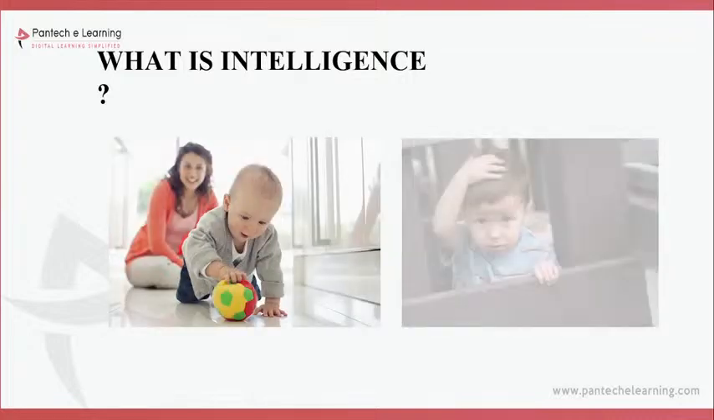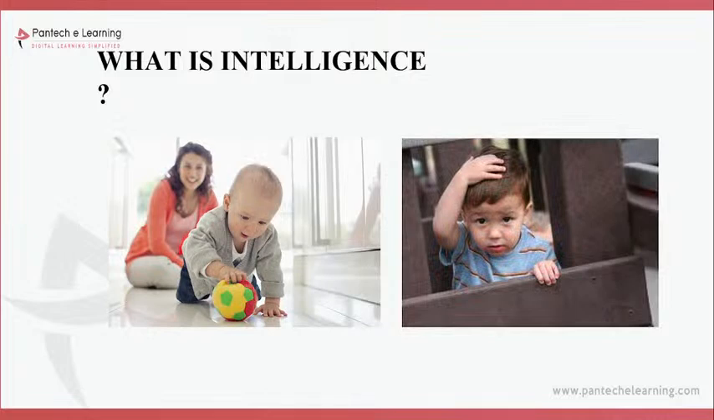Here we can see a mother and a child. A mother is training her son to walk and take the ball. From childhood, we are also trained by our parents, right? We are also trained by our teachers and counselors, something like that. We are trained by others to get this intelligence and all.